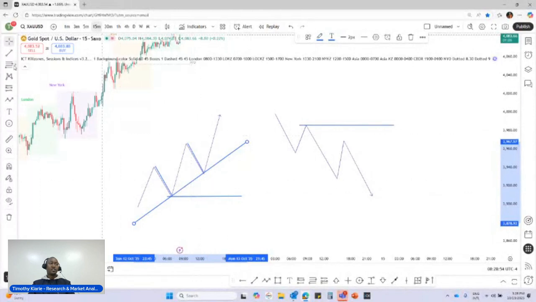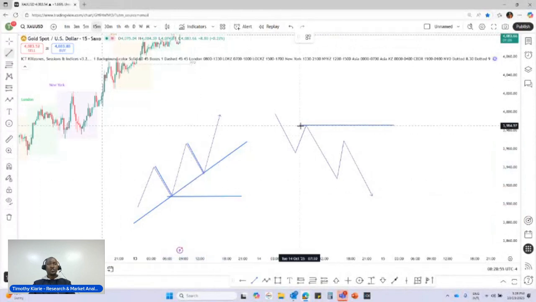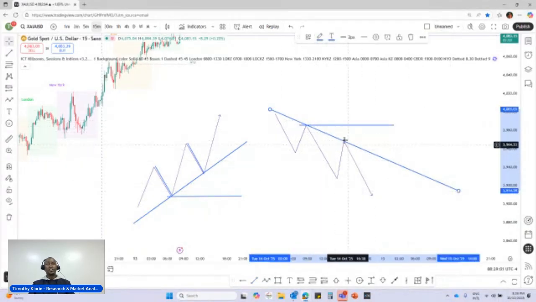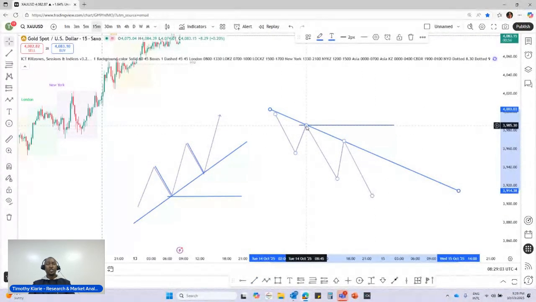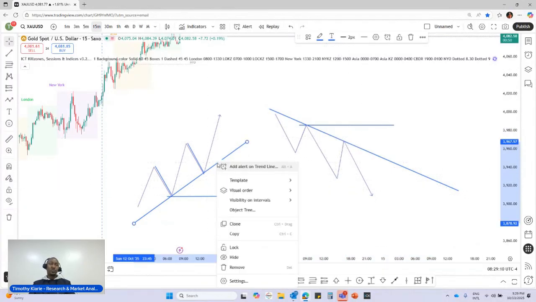And even in this one too, you can use the trend line. This is a very nice trend line here, the price pulling back to that, bouncing again, pulling back to this trend line and bouncing again. So this is a pullback.